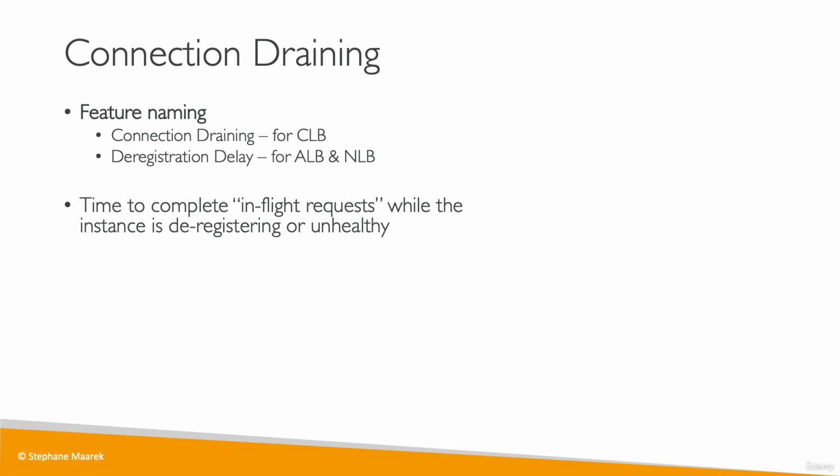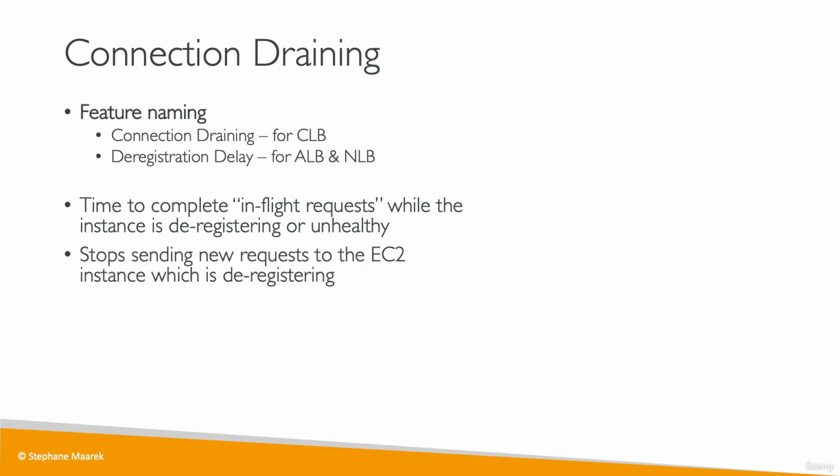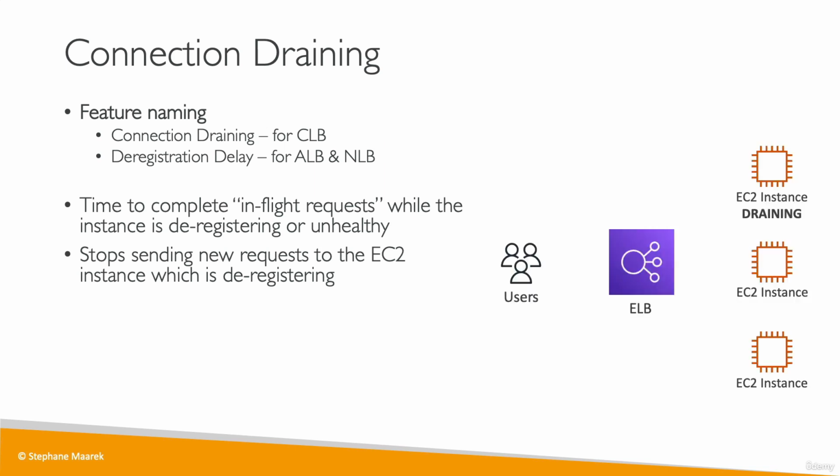And once an instance is being drained, the ELB will stop sending new requests to the EC2 instance that is being drained while being deregistered. So let's have a look at a diagram to understand better. We have three EC2 instances, and one of them will be set in draining mode. The users that are already connected to that EC2 instance are going to be given enough time, which is the draining period, to complete their existing connection and their existing requests. And then once everything is done, all the connections will be shut down.